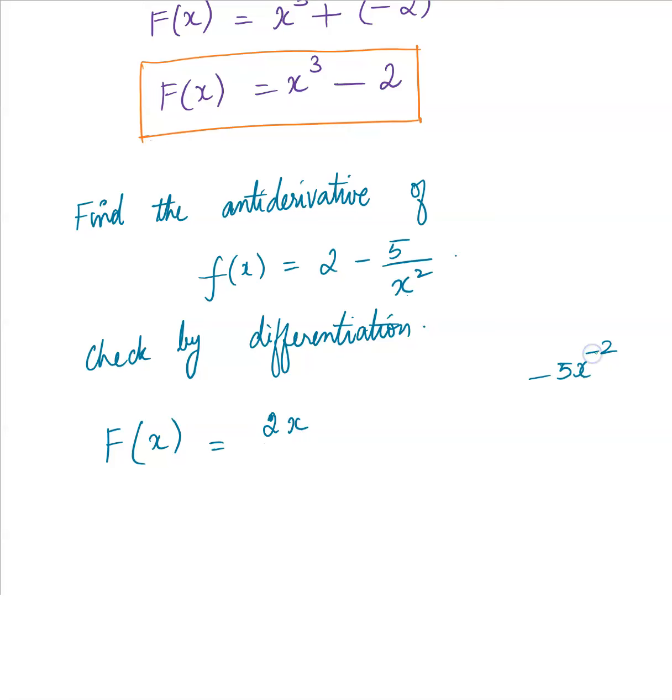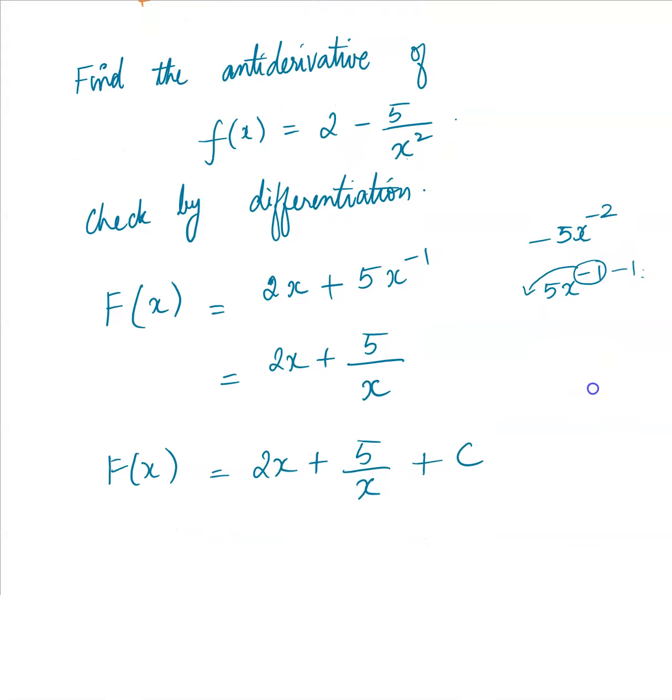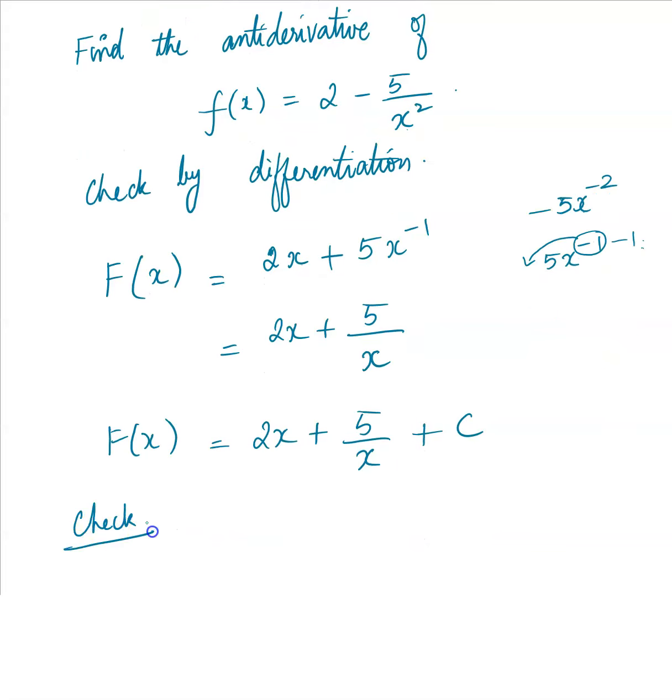If I see this as a negative 2, this would have happened if there was a 5x power negative 1, so that the negative 1 comes down, and then you subtract 1 from it, and that gives you the negative 2. Based on that, I know that this is going to be plus 5x power negative 1, and we can rewrite that as 2x plus 5 over x. As always, there will be a c, so F of x then would be 2x plus 5 over x plus c. And then we want to do the check by differentiation.